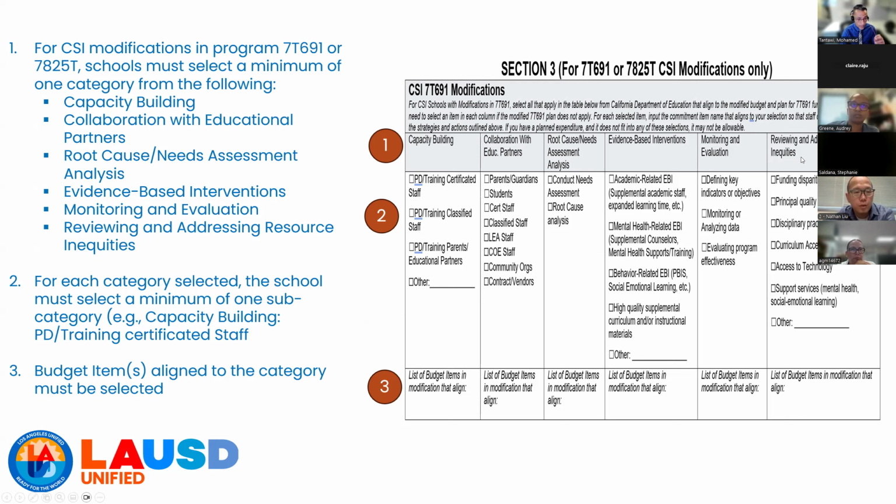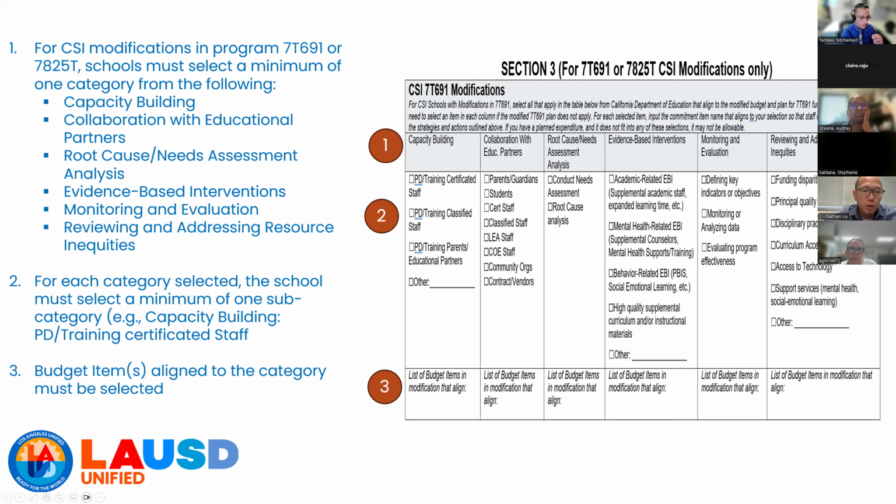A minimum of 1 category is required. And for the category or categories that you select, the second step is you must select a subcategory. So for example, if I selected capacity building, I might select PD/training certificated staff. And the third required step is to list budget items in the modification that align to that category and subcategory.